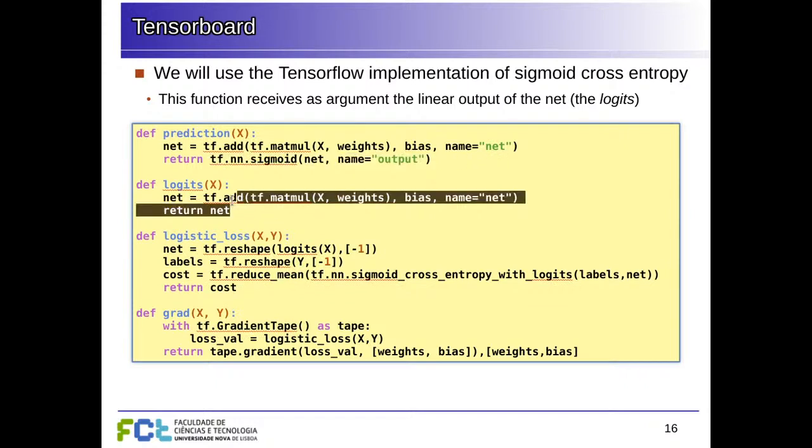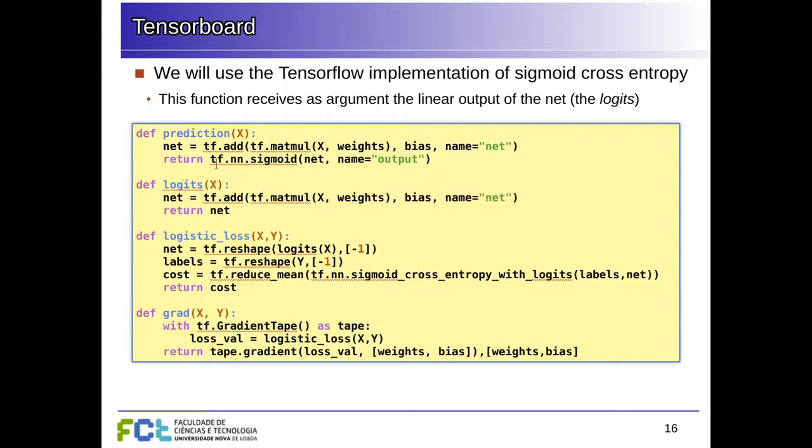But we're going to also create this logits function that does not use the sigmoid activation. So it just returns this value that we compute here by multiplying the weights with the inputs and then adding the bias. And these are the logits that we're going to input into this cross entropy function here.